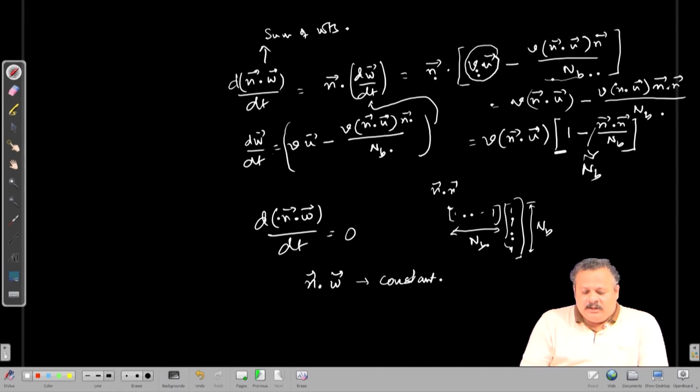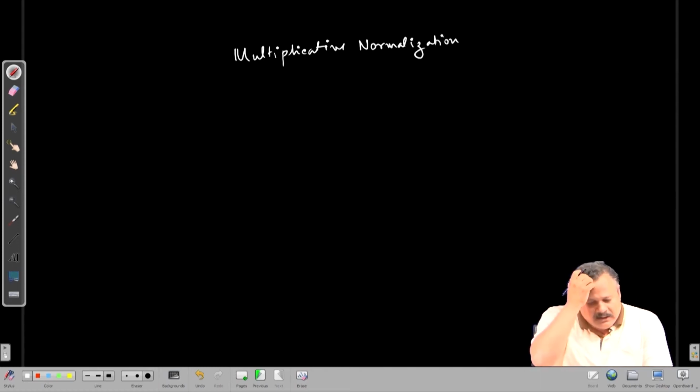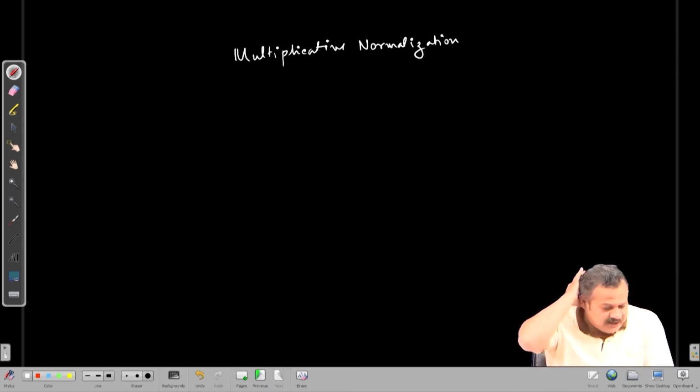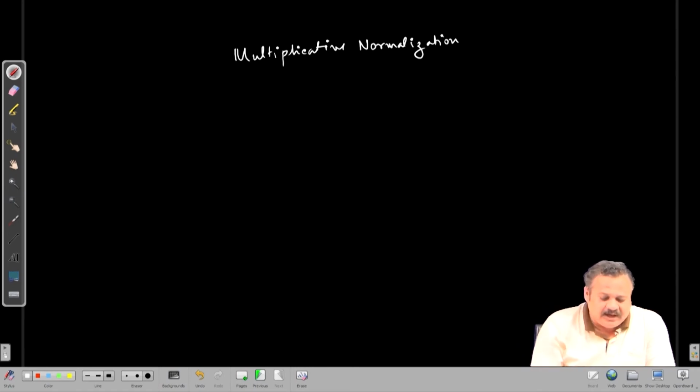So, in the next rule, what we will be studying is, as we have said, the multiplicative learning rule or the multiplicative normalization. In this case, again, there we had a subtractive term that is subtracted. Here also we will have a term that is subtracted, but it will be proportional to the weight itself. And so, this is Oja's rule.